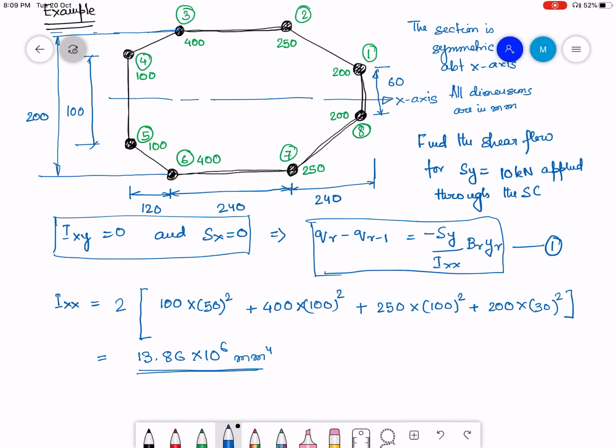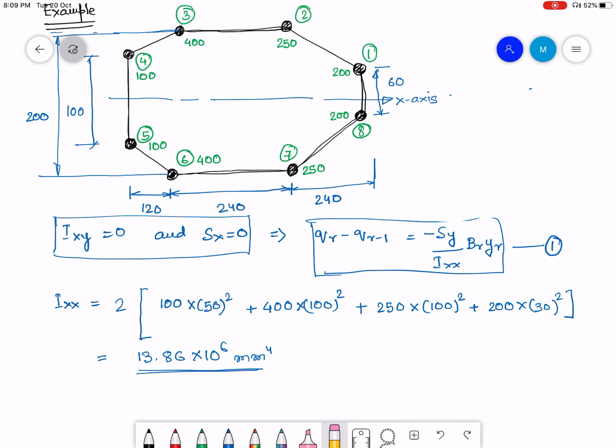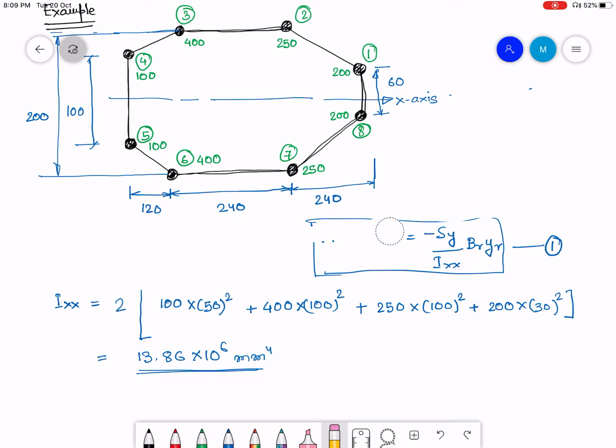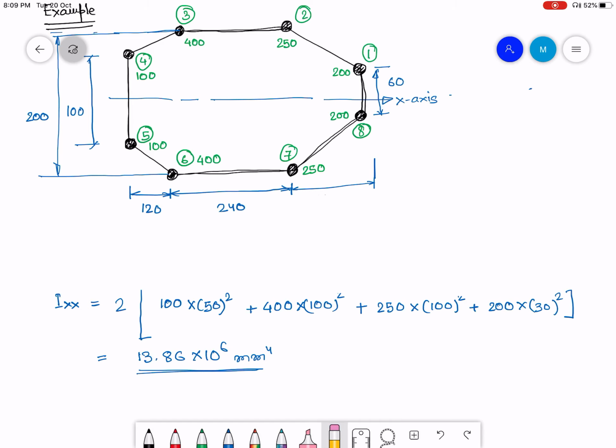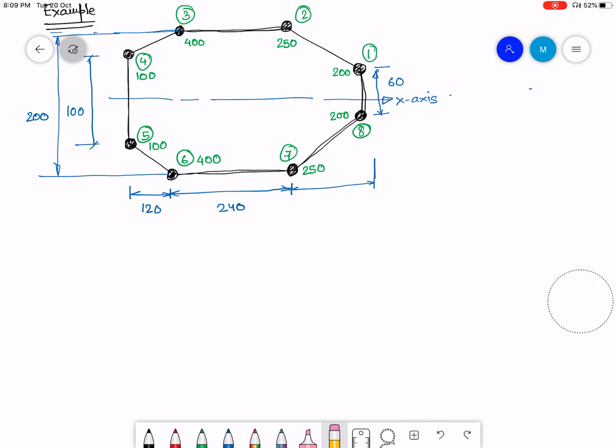Now let us go ahead and find out the shear flow in each portion of the cross section. Before I do that, let me erase and clean this part, because I would need to refer to this figure all the time. You can also keep this in mind. I just need Ixx, so I will write it down here. Ixx is 13.86 into 10 to the power 6 millimeter 4.